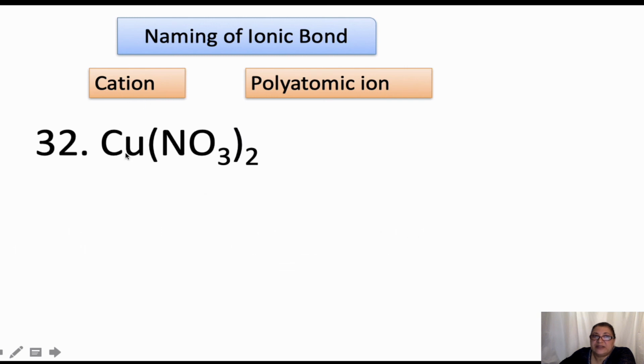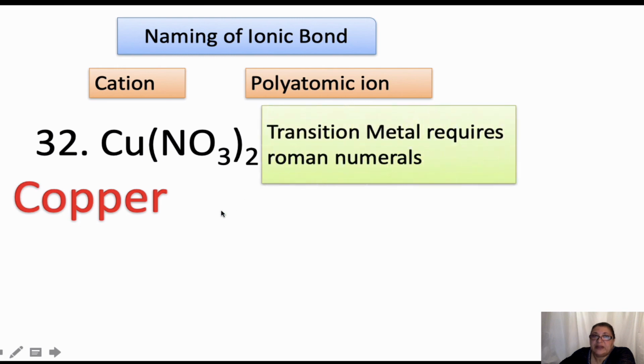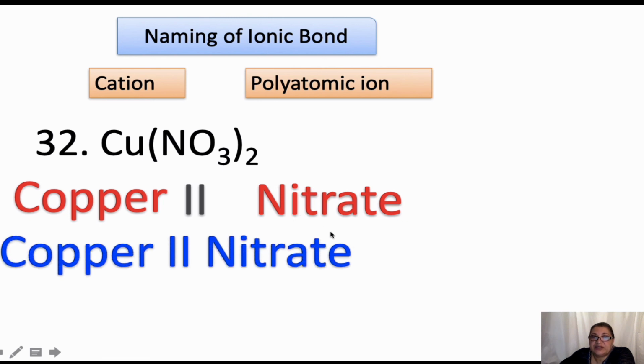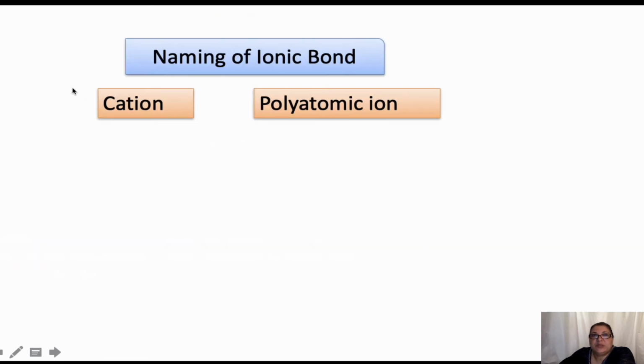Now this is a transition metal. So that's what we mean by Roman numeral, and you get it from this number right here. The transition metal requires a Roman numeral, so 2, because we undo the crisscross. NO3 is nitrate. Copper 2 nitrate, when it's a transition metal. Let's do one more.